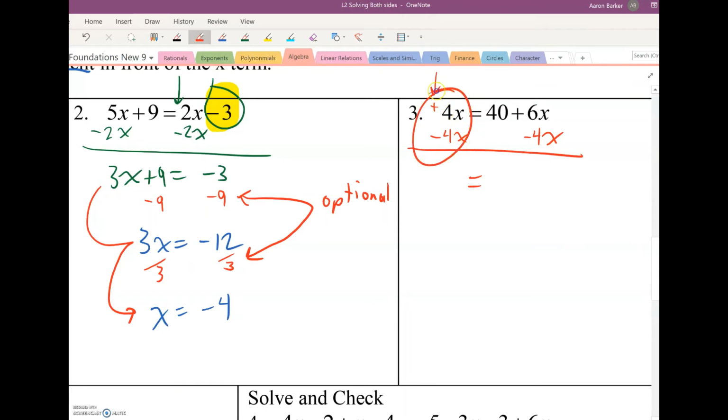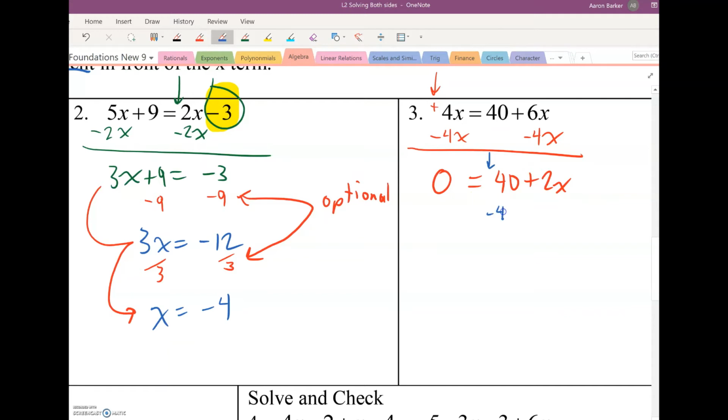What is positive 4x minus 4x? You're right, 0. So then we get 40 plus 2x. There's nothing wrong with having that as 0. Okay, so then how do we move the 40? Well, we don't look behind the 40. We look in front, and that's a plus. So we minus 40.